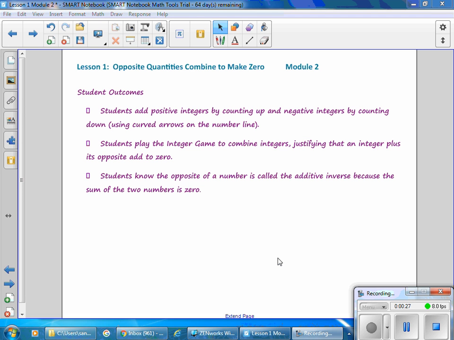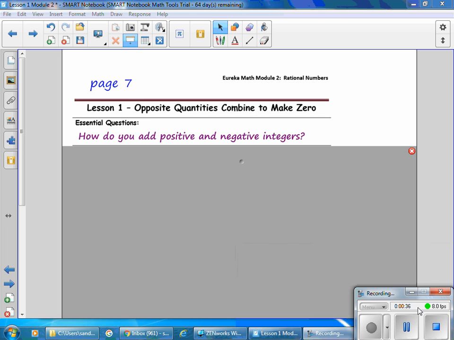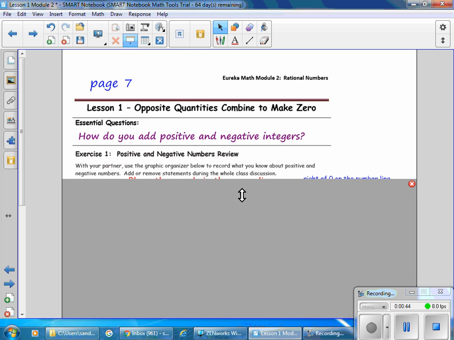And students know the opposite of a number is called the additive inverse because the sum of the two numbers is 0. Our essential question is, how do you add positive and negative integers? Exercise 1, Positive and Negative Integers Review. Use the graphic organizer below to record what you know about positive and negative integers.